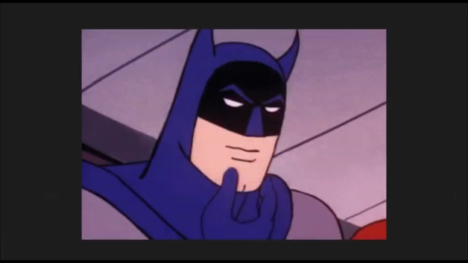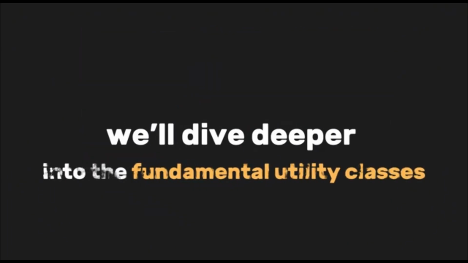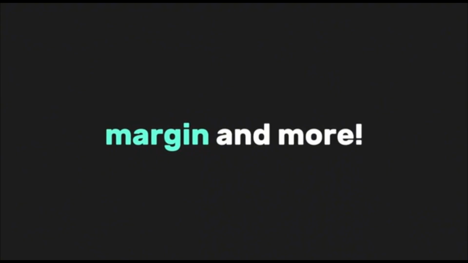And of course, I know it's hard to remember all the utility classes that Tailwind CSS provides. That's why, in this section, we'll dive deeper into the fundamental utility classes, like background color, text color, font size, padding, margin, and more. Let's start off with background color.